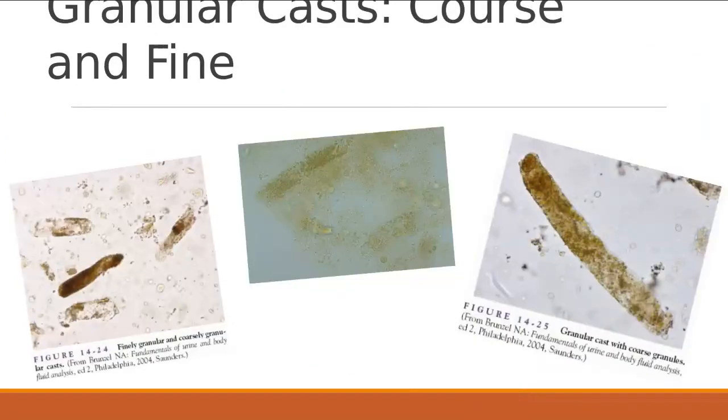Now your granular, you can have a finely granular or a coarse granular. So it just depends on how much is in there, how many granules. The more granules you have, the darker it looks. So these actually aren't colorless. They'll have more color to them. And that's because of hemoglobin. So the hemoglobin in them kind of makes it look like it has a little bit of a stain.